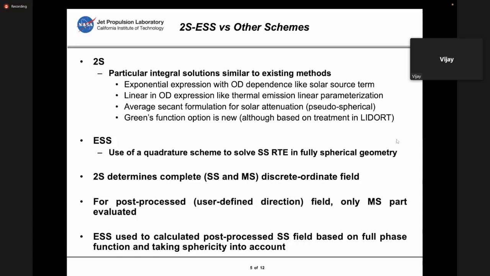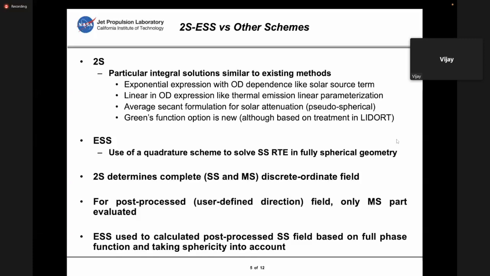In terms of the ESS model, the main new approach here is with the use of a quadrature scheme to solve the single scattering radiative transfer equation in a fully spherical geometry scenario. Now, the 2S model determines the complete, so the single and multiple scattering, discrete ordinate field, obtained from the truncation of the phase function implicit in the solution method.